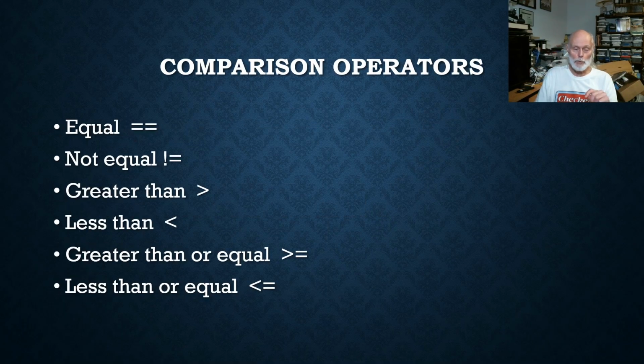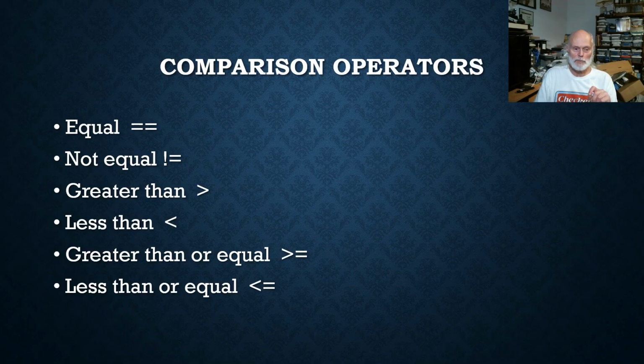We can check for equal. We use the double equal sign. The single equal sign, remember, is the assignment operator, saying whatever happens on the right, assign it to the variable on the left. The double equal says these are actually equal.